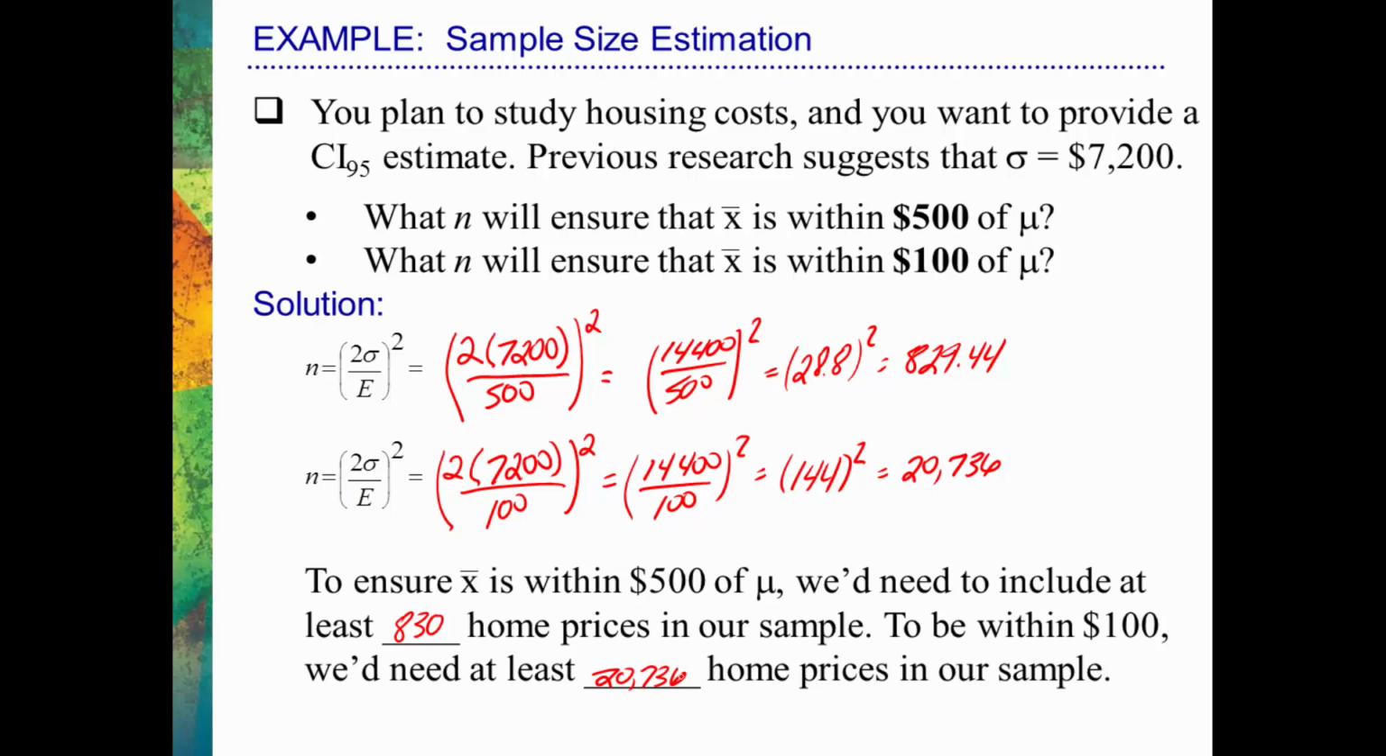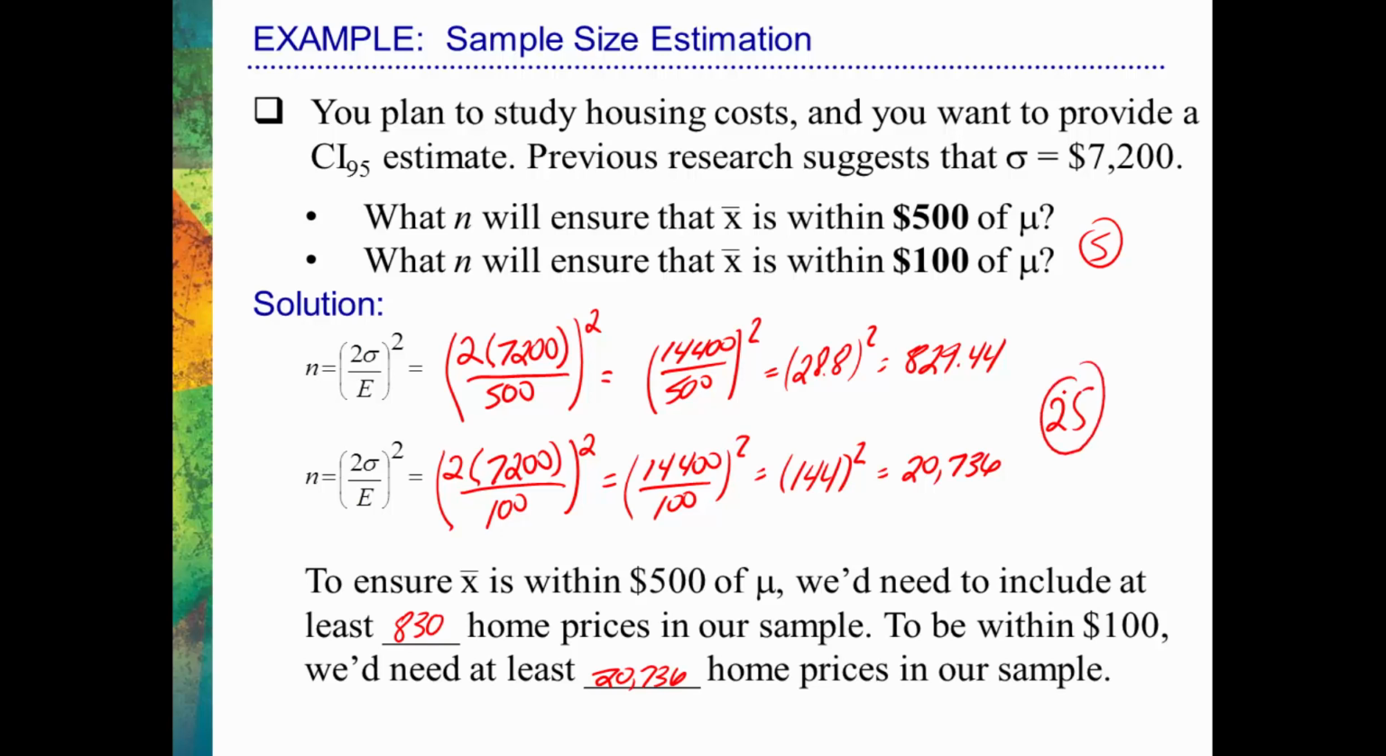So it's kind of interesting what you see here. If we're trying to go from a margin of error of 500 down to 100, we're talking about a factor of about 5 right there. But look at what we're dealing with here in terms of the number of subjects needed. Here we'd be going from needing 829 to needing 20,000. That's a factor of approximately 25.